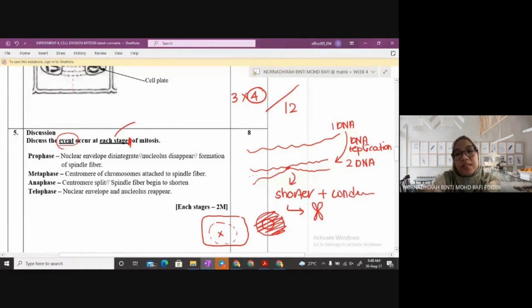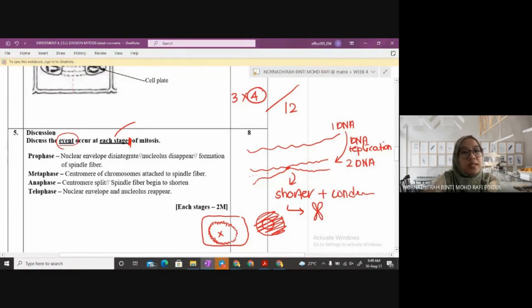Then what will happen? Nuclear envelope disintegrate. Kat mana nuclear envelope disintegrate? This one. Nak kata sekarang ni the nucleus dah mula tak ada. The envelope dah tak ada. The last one is spindle fiber form. Spindle fiber, gentian gelendong tu. The formation of spindle fiber.